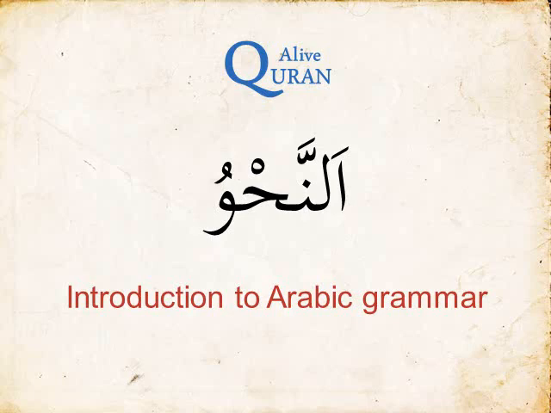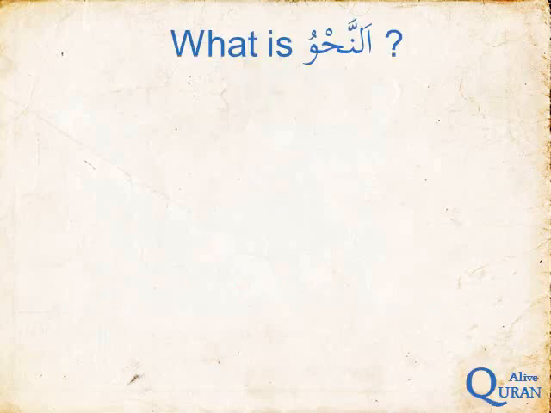We start off today with an introduction to Arabic grammar. So starting off, Arabic grammar would be translated as An-Nahw. An-Nahw literally means the way, but in terms of translation, that is how we would translate Arabic grammar. The first question would be, what is an-Nahw? The best way to explain it would be via two examples.